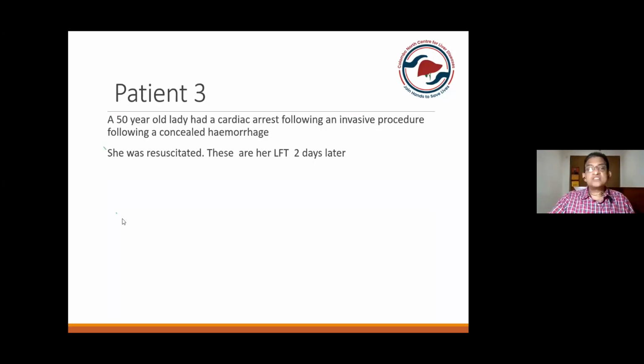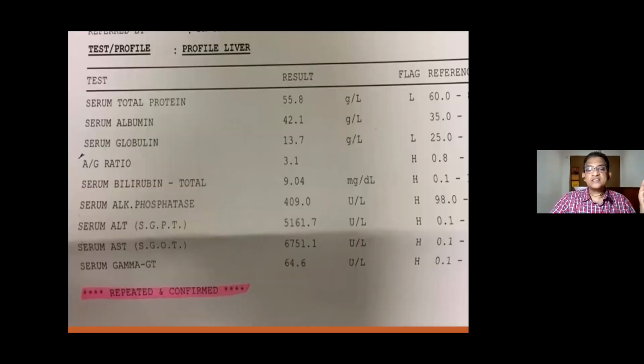So then patient 3, a 50-year-old lady, has a cardiac arrest following an invasive procedure following a concealed hemorrhage. We had a radiological procedure, and there was bleeding inside, and it was not detected early, and she had a cardiac arrest, and this is her liver profile. She was resuscitated, and this is her liver profile 2 days later. So I'll give 1 minute for you to go through this.